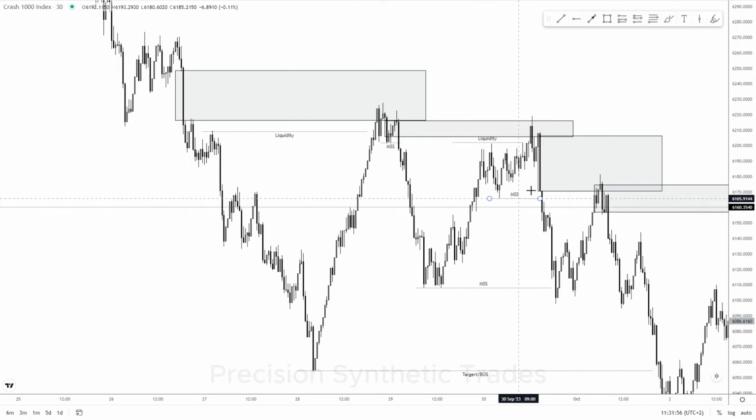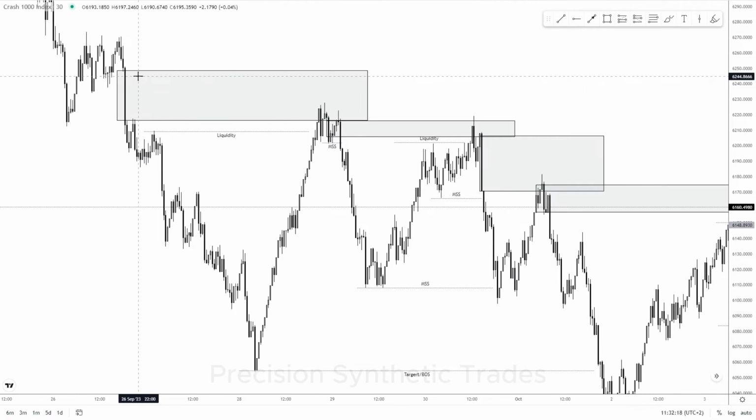Market structure shift. Price left a fair value gap just here. Alright, we're moving up. Liquidity. We're moving up. It's not tapped here. Yeah, there we go. Got tapped into the fair value gap. Price moved down again. So let's start here before we move on. Okay, so let's quickly recap. We got the fair value gap. Price came back up, took out liquidity, entered the fair value gap.